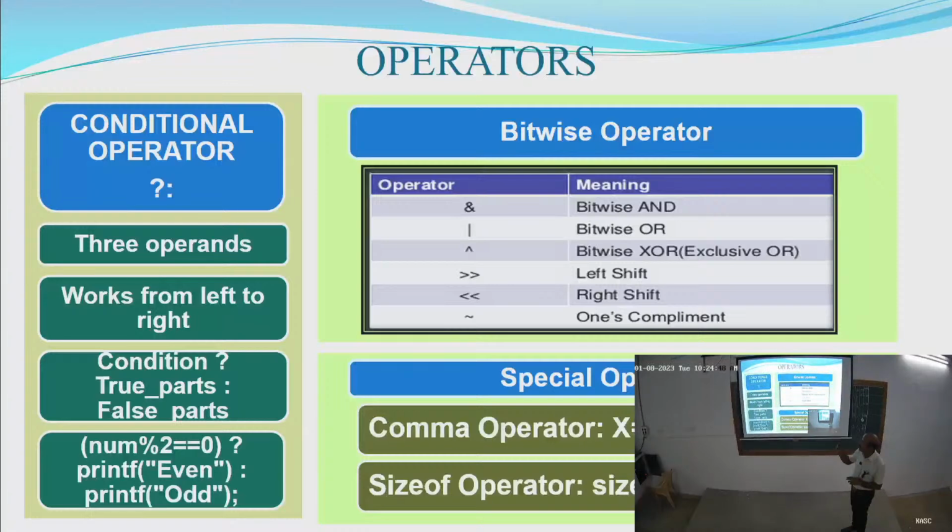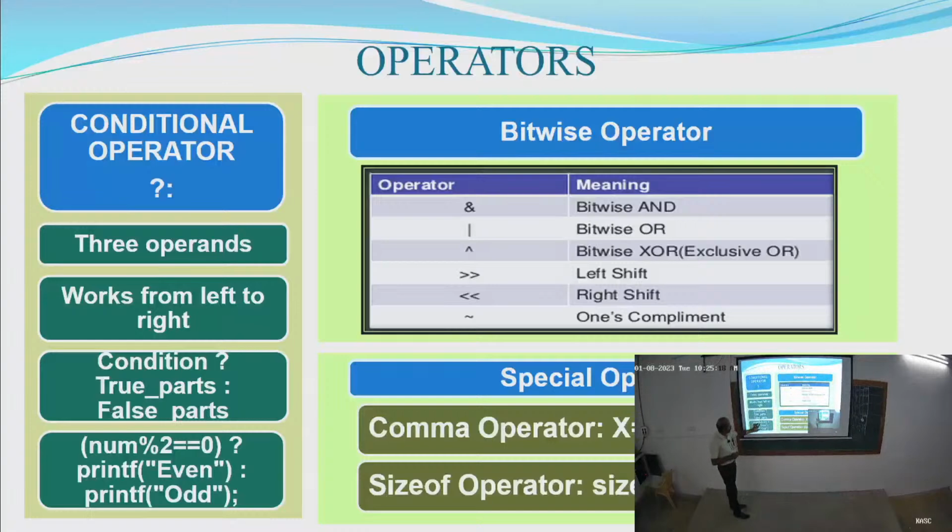And the next one is the conditional operator, having three operands. The question mark colon is the conditional operator. The name of the operator is conditional operator. The operands work from right to left. That is a condition part and a question mark. This is the syntax for the conditional operator: condition, question mark, true part and false part. This is an example program.